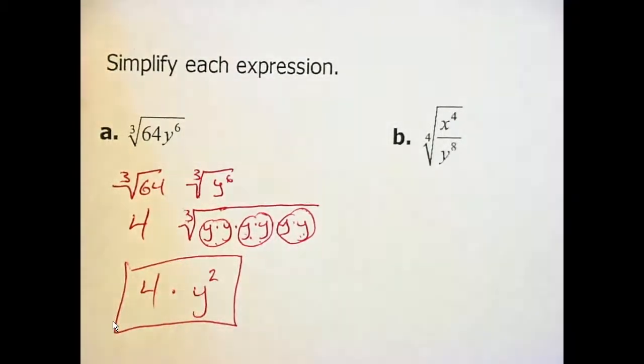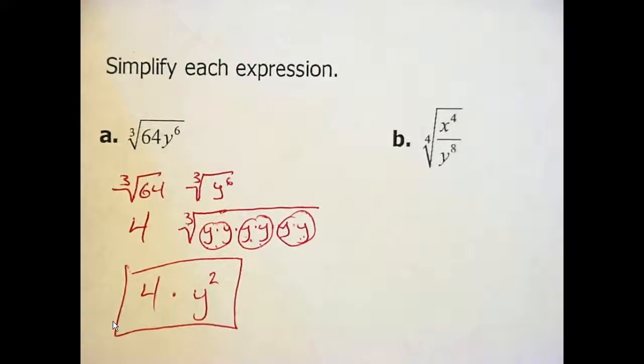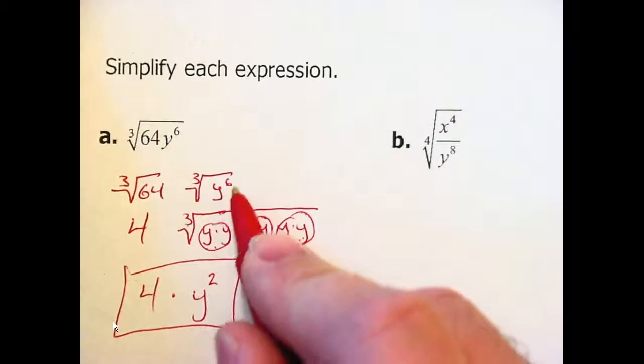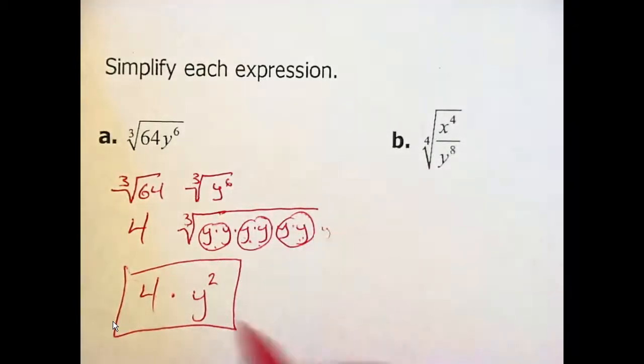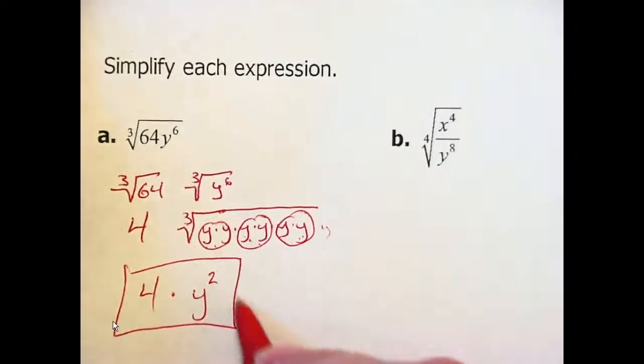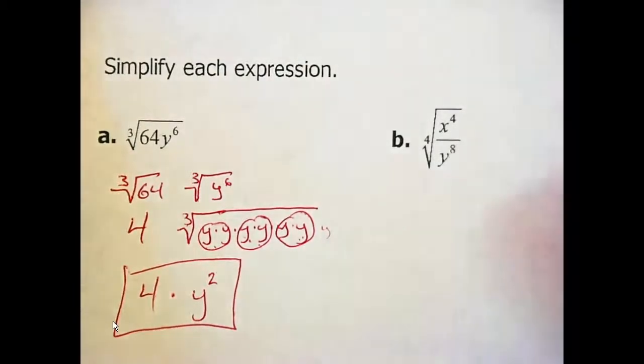Yes, Rory. Yeah, very true. If this was like y to the 7th, you just had a y hanging out there, you'd have to put a cube root y at the end. Yep. Yeah. So you're just kind of like dividing.